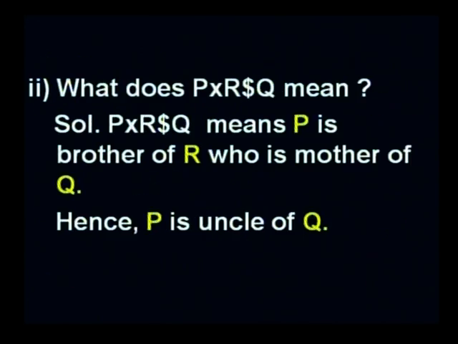So, there could be another problem which goes like this: P into R dollar Q. So, P into R dollar Q means P is brother of R, who is the mother of Q. P is brother of R and R is mother of Q. So, what is the relationship between P and Q? P is the uncle of Q.